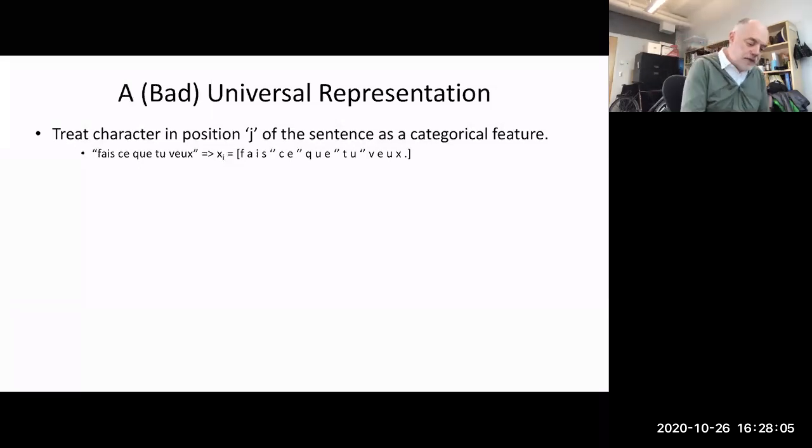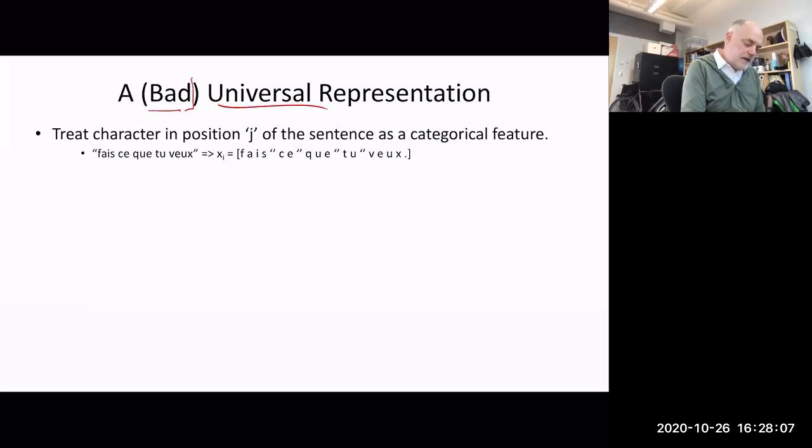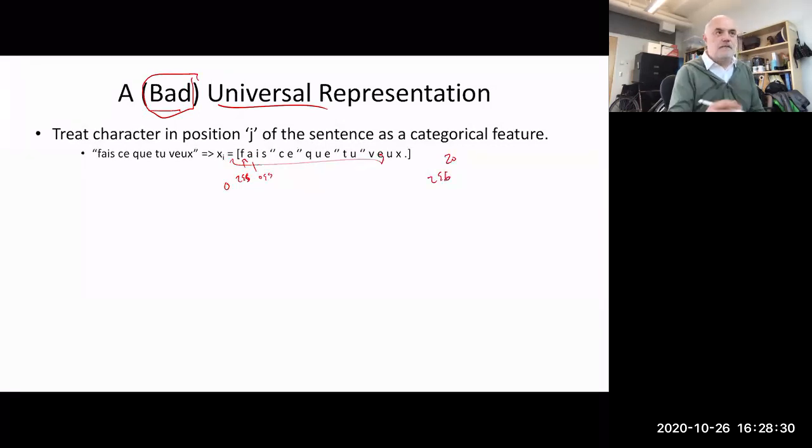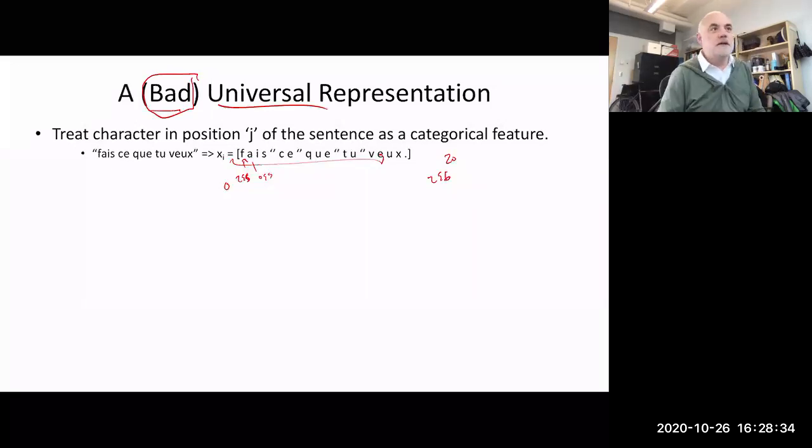So a universal representation, now we're going to say it's bad. Now we can argue about whether or not it's bad, but a universal representation without any question is just to treat this as a sequence of categorical features. So this thing is in Unicode, or let's say it's in ASCII, right? So this is in 0 to 255. This one is in 0 to 255, right? So this whole thing is in like 256 to the 20, something like that. Okay, so it's just one long bit string, right?